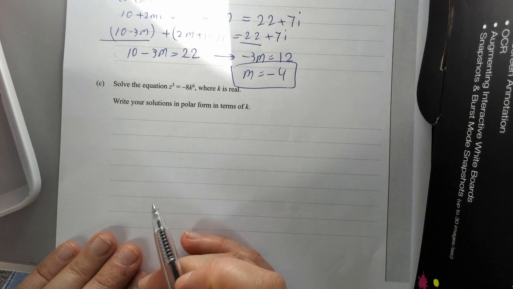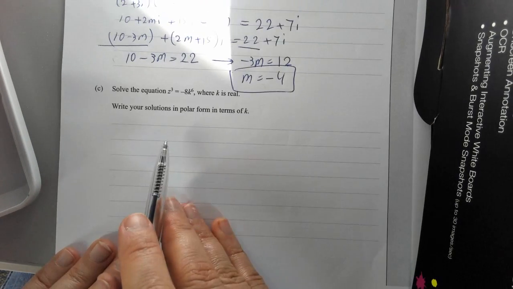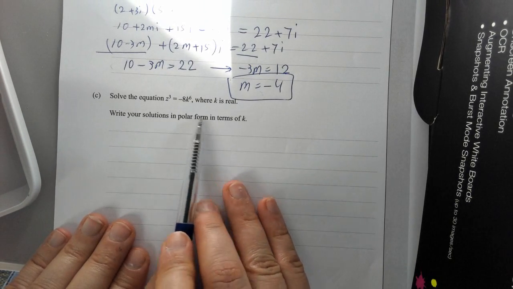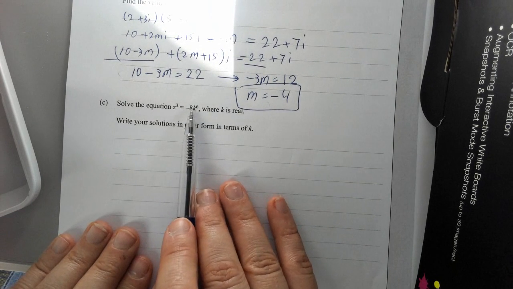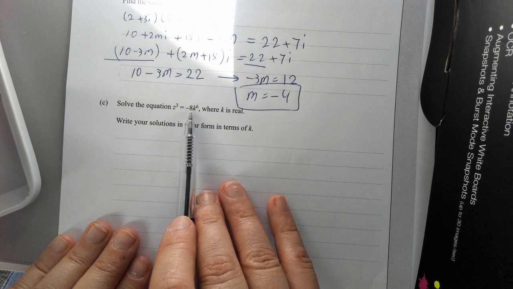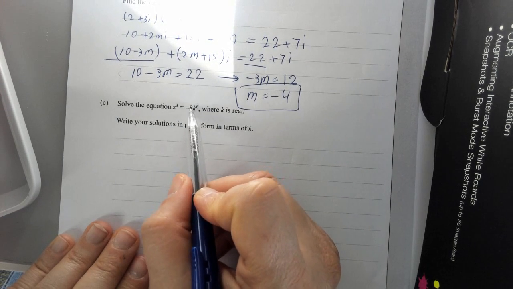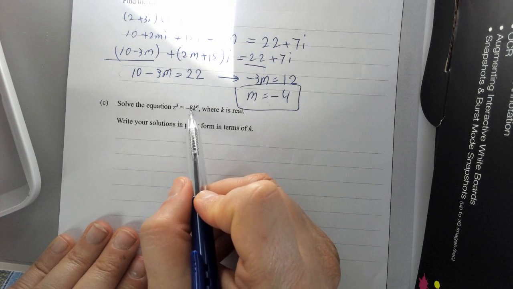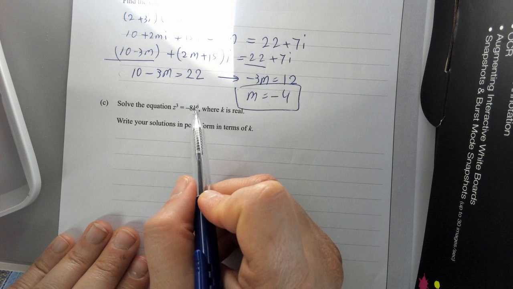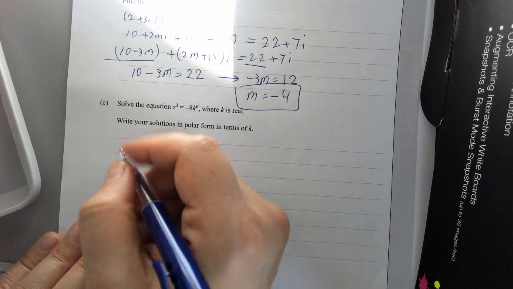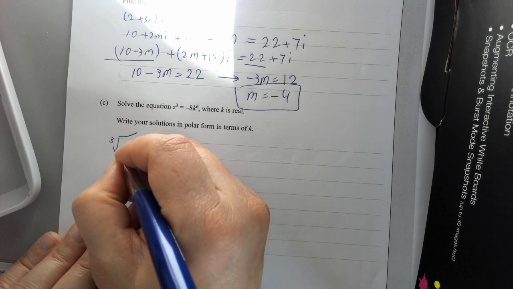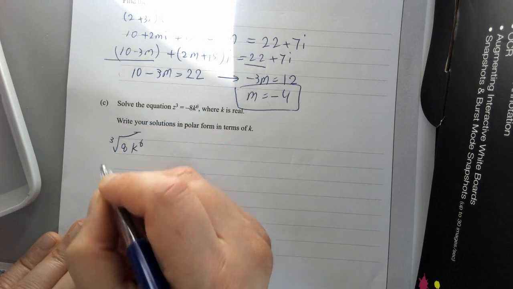Now the next question is a root question, and that's a merit question, as it's quite straightforward in here. So the root question, remember we find the root of the r value. So the r value is 8k to the power of 6. So you find the third root of 8k to the power of 6.